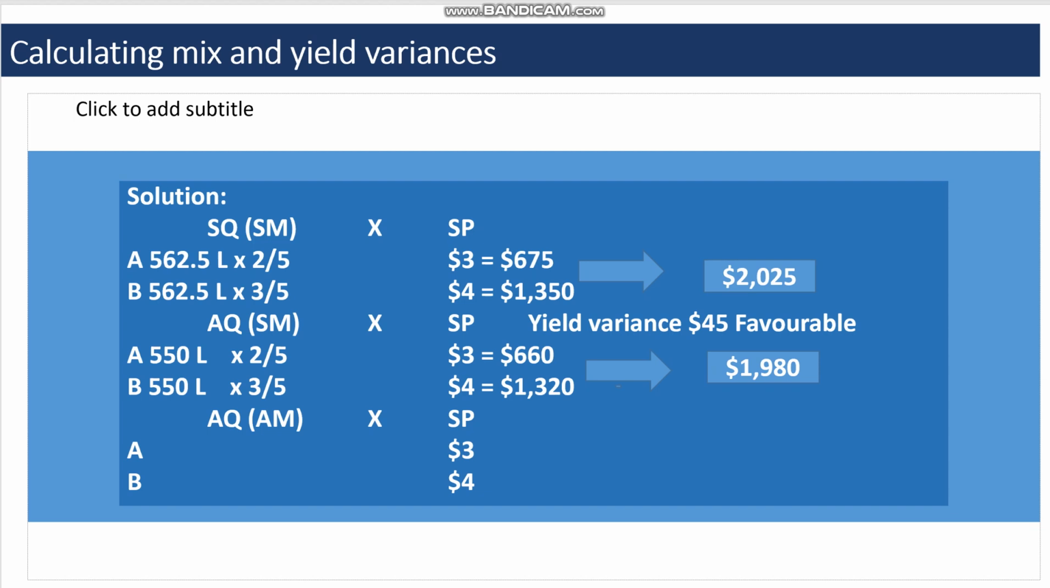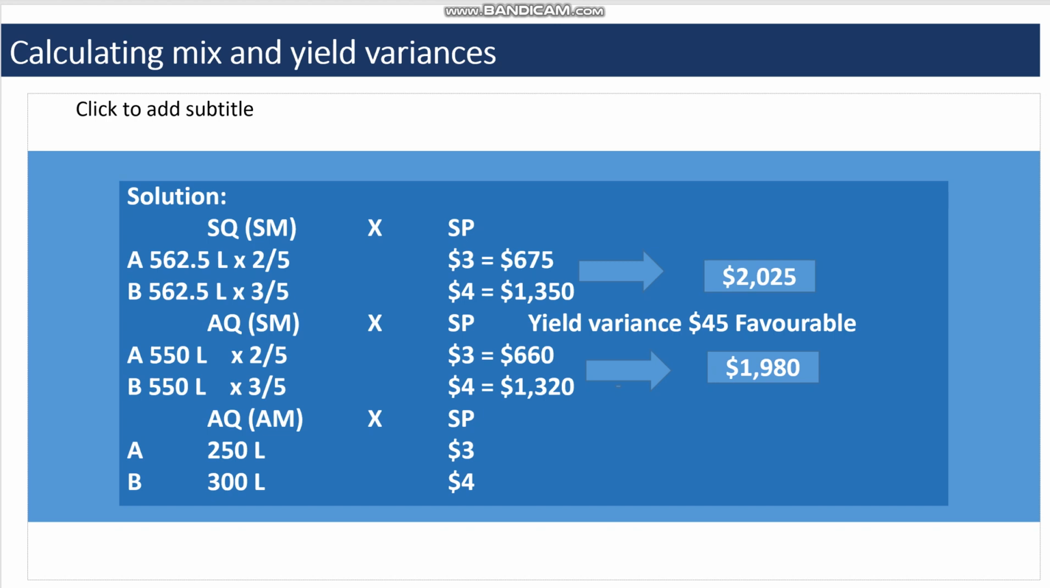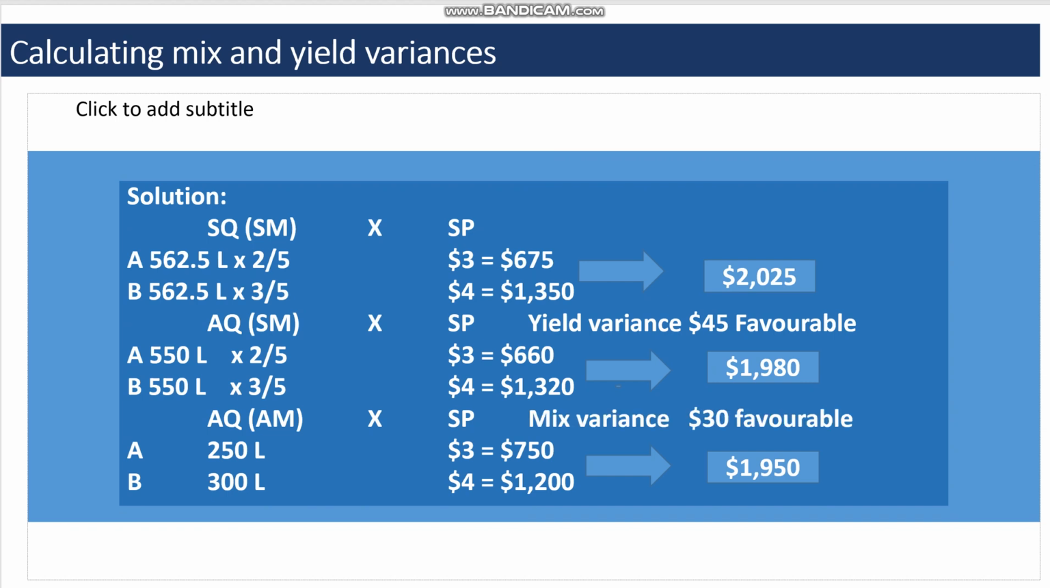Then all we need to do is pick up the actual quantities given in there, which are 250 and 300. Just let me double check that one. 250 and 300. Okay, then all I need to do is multiply them across, and we get something like that. And then the difference between 1980 and 1950 gives me $30 of favorable variance.